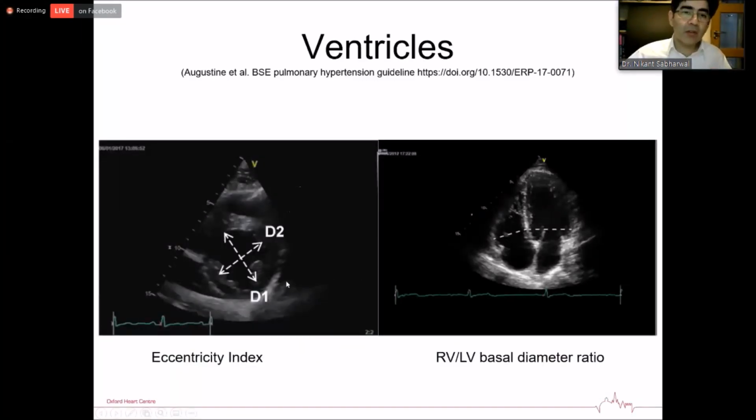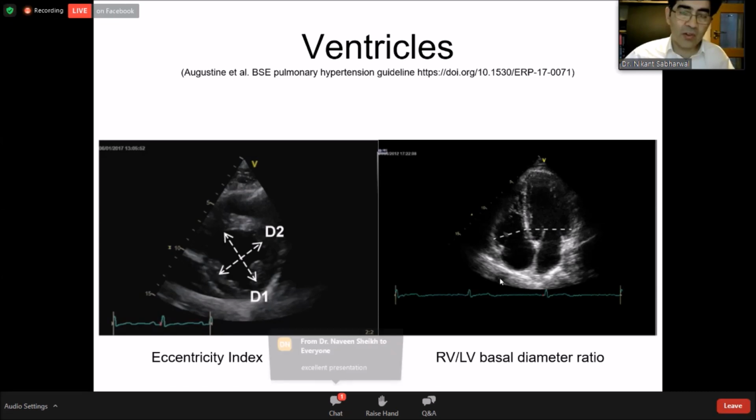So when it comes to the ventricles, all they're interested in is the eccentricity. Are you seeing a flat septum? If you have a flat interventricular septum, you have ticked 1 point for an echo criteria for raised pulmonary artery pressure. And the other ventricular assessment is your RV diameter at the base bigger than your LV diameter at the base? Again, it's very straightforward. If the RV is bigger than the LV, you tick another point.